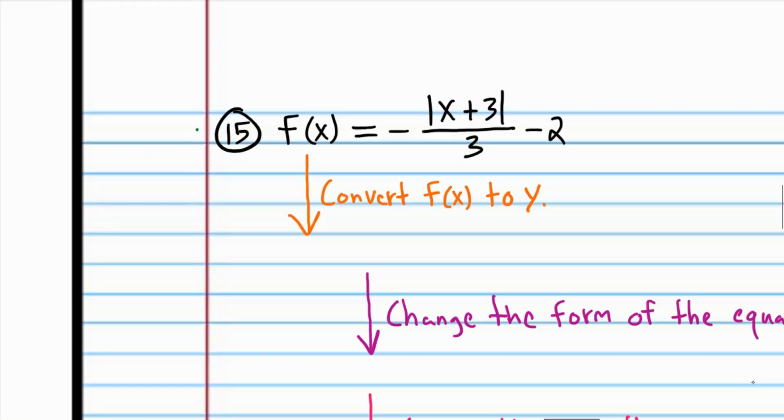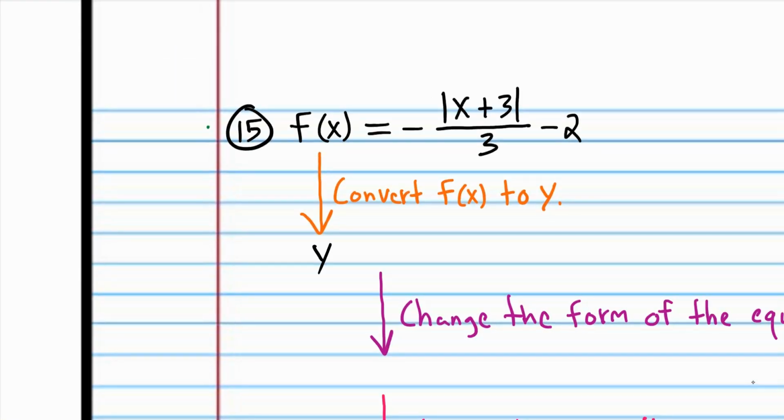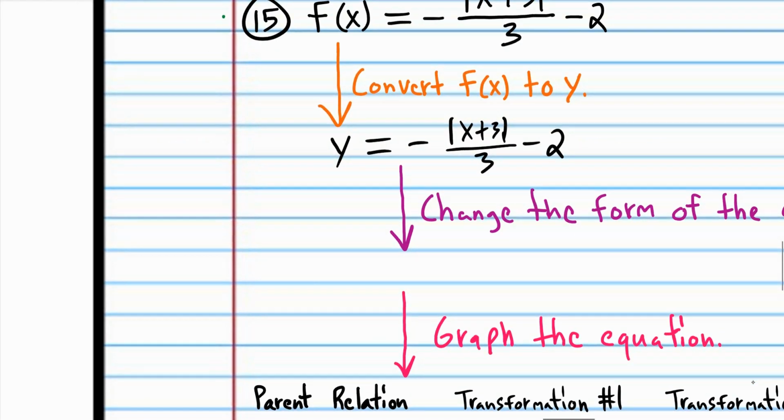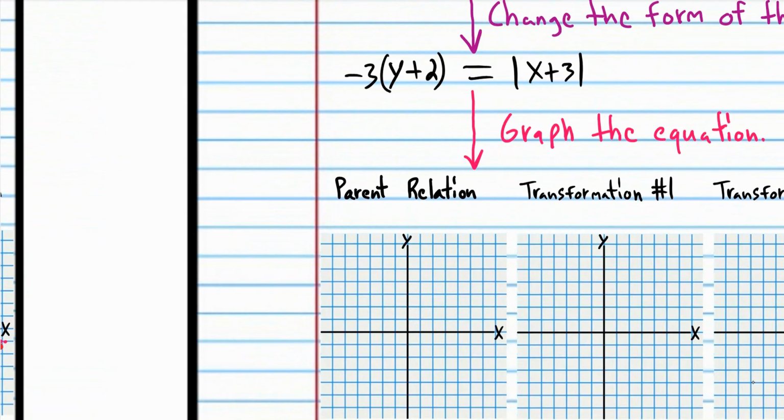Okay, we're back. So we're going to replace f of x with y to make things easier for us. And we're going to add 2 to both sides and multiply both sides by negative 3. And that allows us to graph the equation. So obviously this is an absolute value parent function, the old familiar V shape.